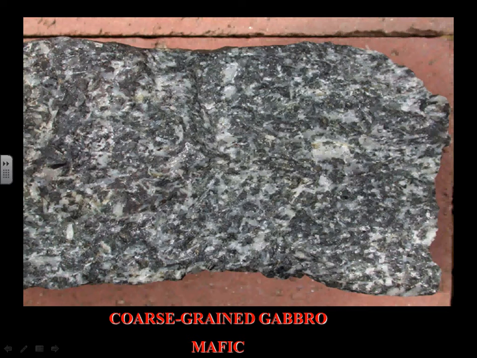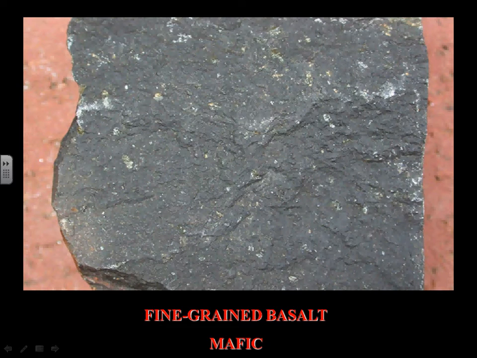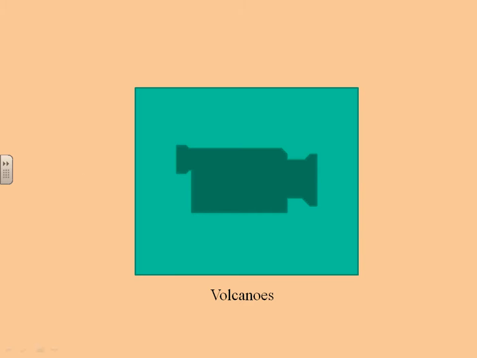So here's a mafic gabbro. Look how dark that looks. And this is coarse grain. You can see the little white flecks in here. Here's a piece of basalt, mafic. Right? Basalt's mafic. It's dark. Okay.